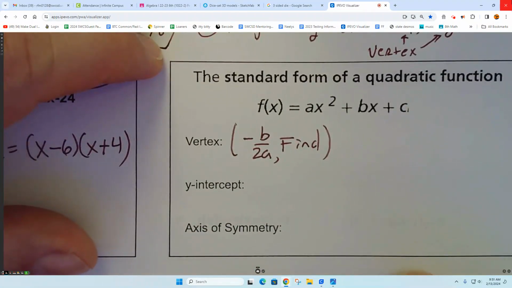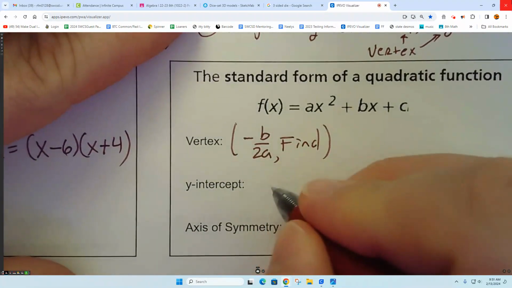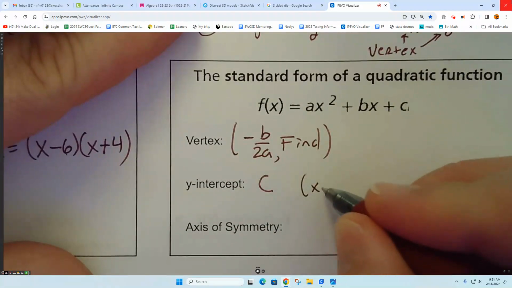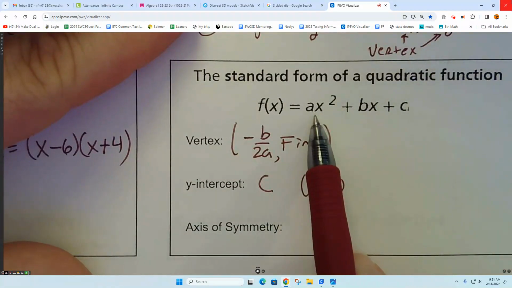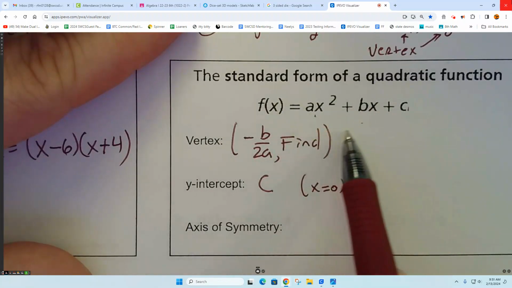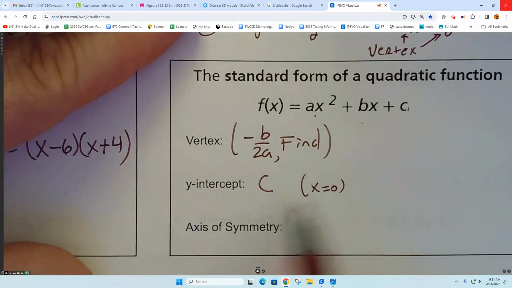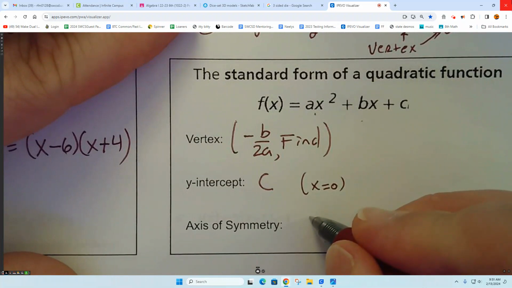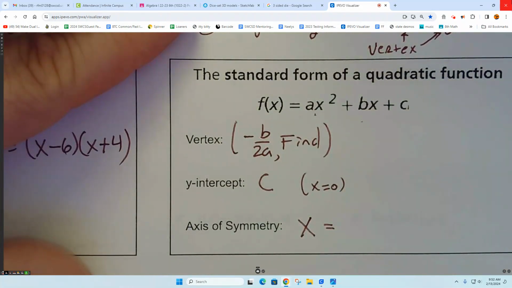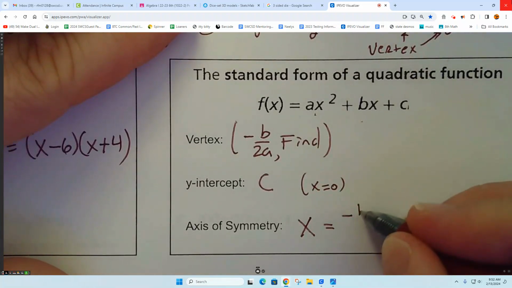Y-intercept. Y-intercept is C. Y-intercept is when x equals 0. If I plug in 0 here and 0 here, what happens to those two parts? They're 0, so what's left over is C. That's our y-intercept. That's kind of the nicest thing about this. Axis of symmetry. It'd be x equals whatever our x value is in our vertex, negative b over 2a.